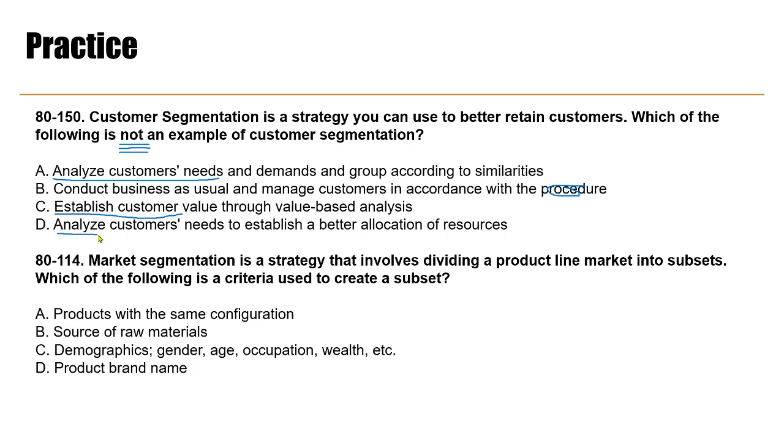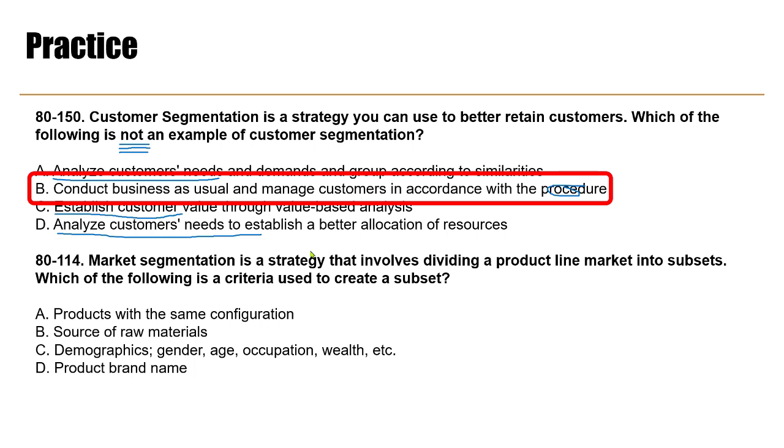And then analyze customers' needs to establish better allocation of resources. Well, it's analyzing the customer's needs. Just like the first one, I like anything that's action-oriented, specifically action-oriented towards customer. In this example, conduct business as usual and manage customers in accordance with the procedure. So we're not going to be conducting business as usual. Just keep that in mind as a general rule of thumb for answering.